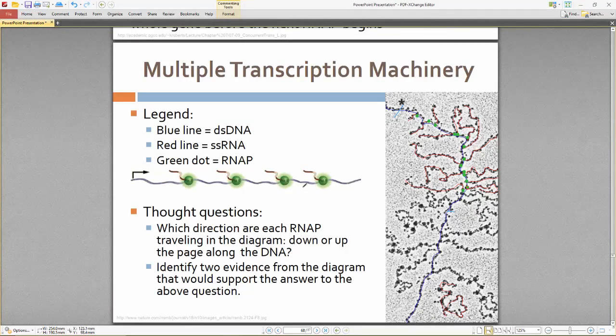Oh, that's a good point. Yes, that's probably what it means. Thank you. Double-stranded and single-stranded. Thank you. So let's think about this a little bit.